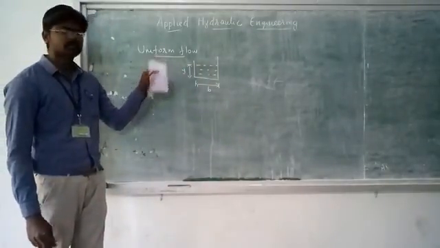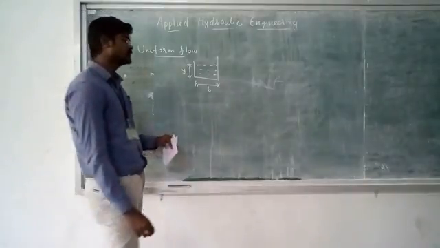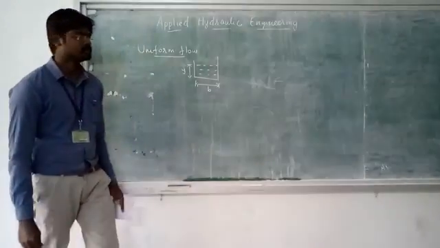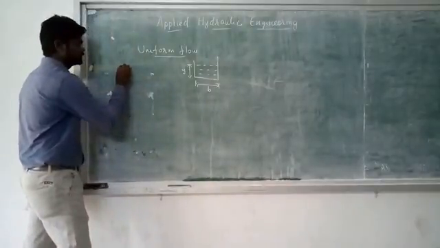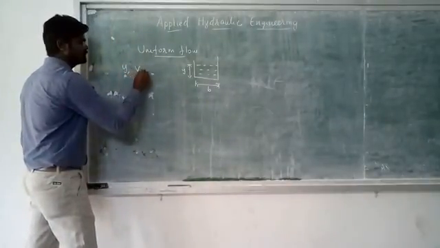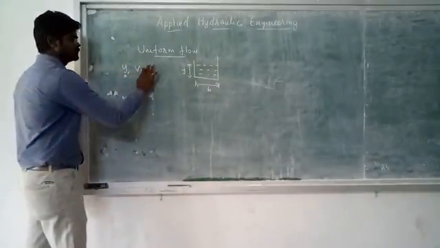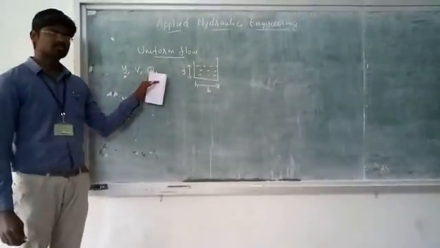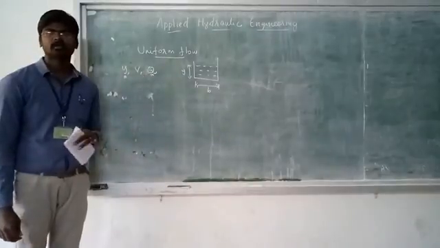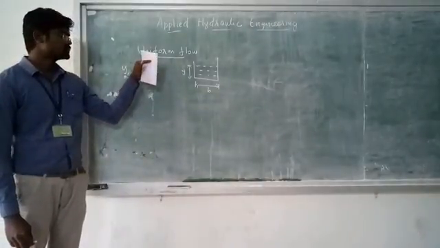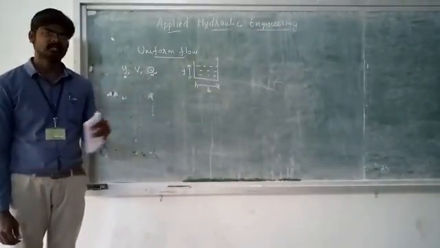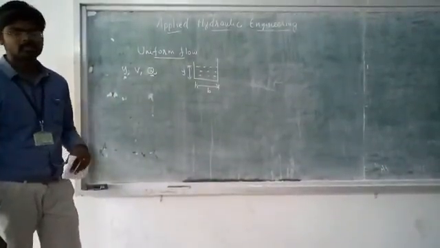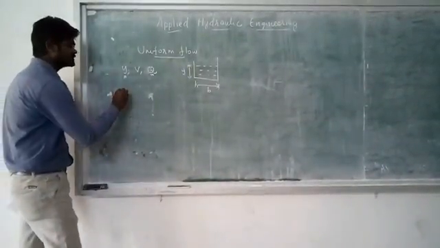So what is meant by uniform flow? We consider the flow properties, that is depth, velocity, and discharge. If the discharge of the flow remains constant over a particular distance, we call it a uniform flow in the channel. Now I am going to the topic of classification of flow.